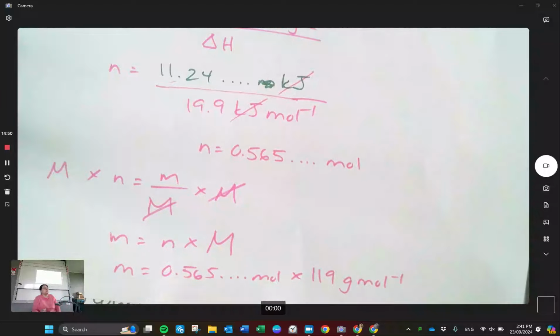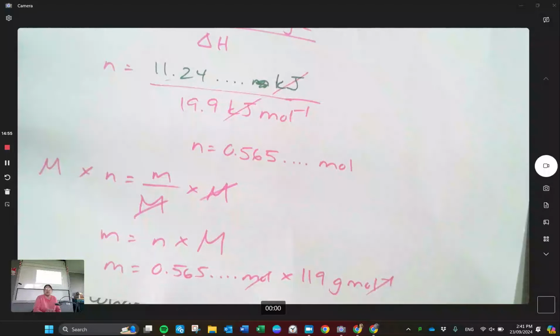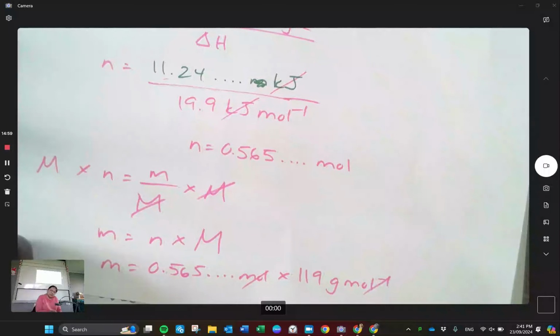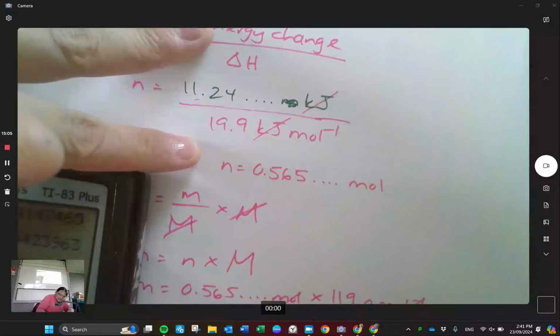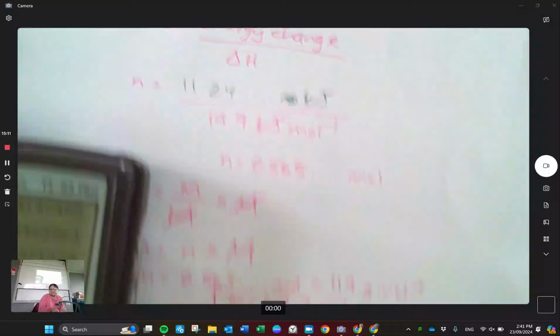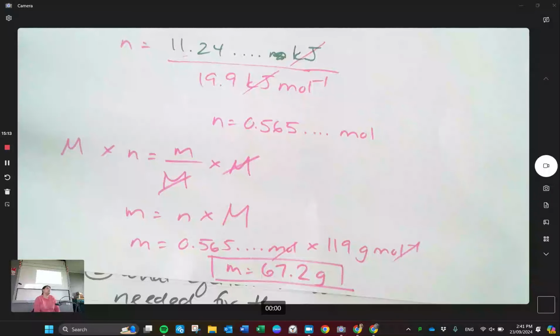Again, idiot check yourself using the units. Mole and mole cancel out. I'm left with grams, which is what it was asking me for in the question. What is the mass of lithium bromide? Sorry, potassium bromide. So I take that number, multiply it by 119, and I get the mass that I will need, which is 64.2 grams. And let's do it in 3 significant figures just in case. That's my final answer. Same thing, just working backwards.